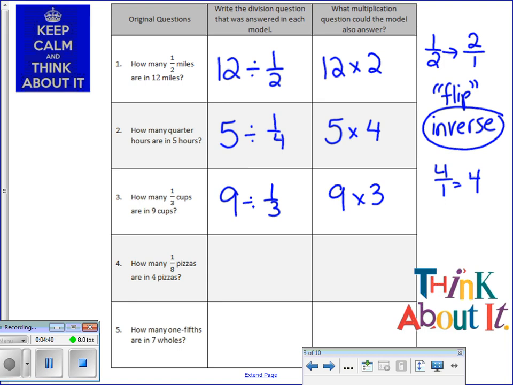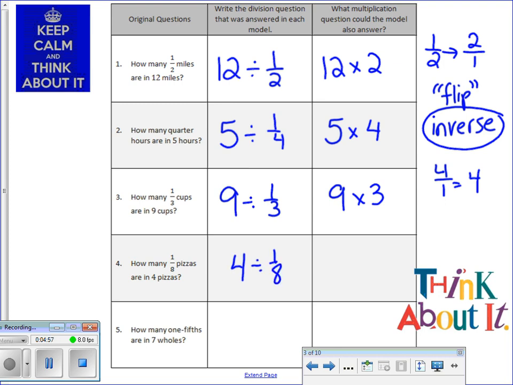How many 1/8 of a pizza are in 4 pizzas? Yummy, I'll tell you a little secret. We got a pizza for dinner last night. And I kind of had leftovers for breakfast this morning.